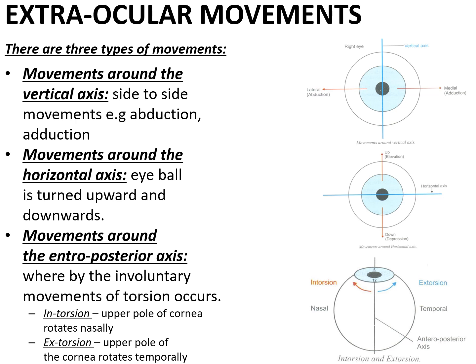And movements around the horizontal axis, the eyeball turns upward and downward. Upward is called elevation and downward depression. And the movements around the anteroposterior axis, whereby the torsional movements occur, intorsion and extorsion. Intorsion is when the 12 o'clock of the eyeball moves inward, and when the 12 o'clock of the eyeball moves outward, we call it extorsion.